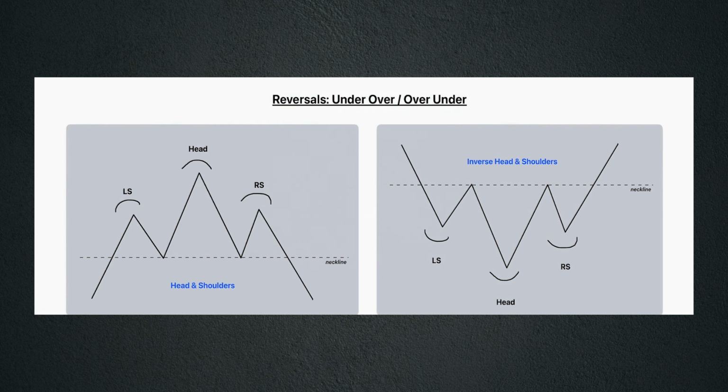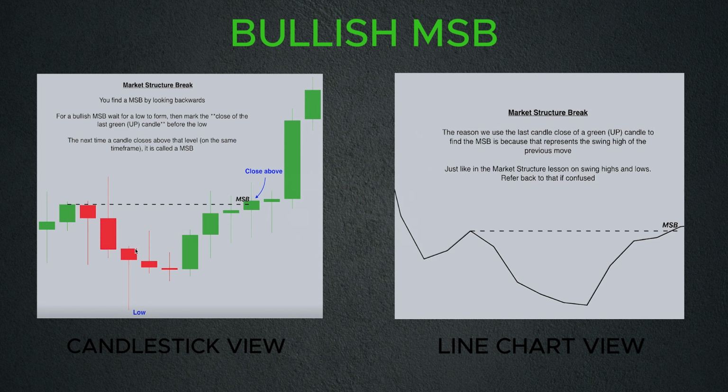Now you know what a market structure break is from the previous lessons on market structure, but for those who don't know or haven't watched my previous video, we'll cover it briefly again and then we'll get right into the over-under and under-over pattern. So here's a bullish market structure break. You can view it through candlesticks or a line chart, but you're going to need candlesticks to see why in a second. You find the market structure break by looking backwards. So the easiest way to find the market structure level is to use the line chart and then flip it back to the candlesticks. For a bullish market structure break, you have to wait for a low to form.